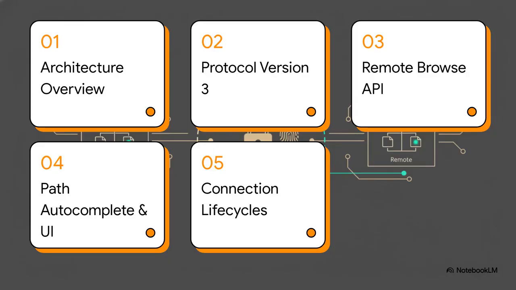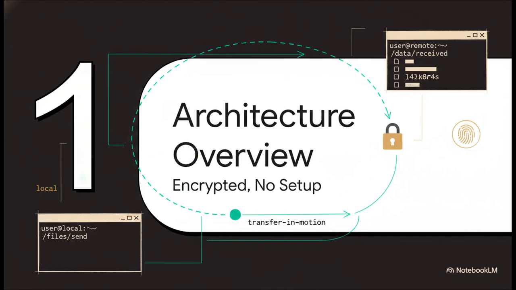So here's our roadmap for the breakdown. 1. A quick core architecture overview. 2. Enter protocol version 3. 3. The new remote browse API. 4. Path autocomplete and UI. And finally, smarter connection lifecycles. Let's get into it. Starting with Section 1, Core Architecture Overview.